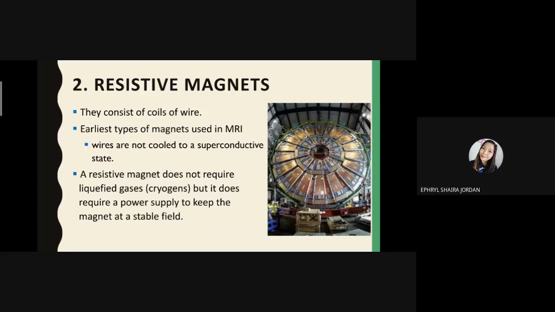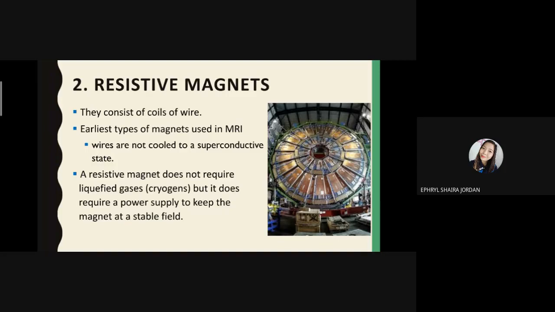So, ang disadvantage lang talaga ng resistive magnet is it does not require liquefied gases like cryogens, right? So, but it does require, ang gina-require niya is a power supply to keep the magnet at a stable field. So, para maging stable ang kanyang magnetic field, but of course, kailangan stable din ang power. So, as a result of this, syempre hindi naman mura ang kuryente. So, as a result of the increase in cost, these magnets are not seen in commercial systems.